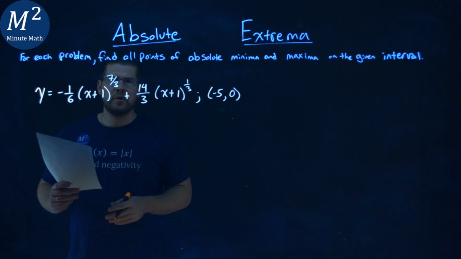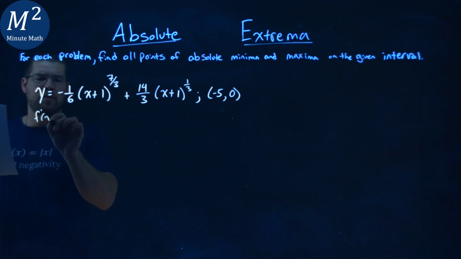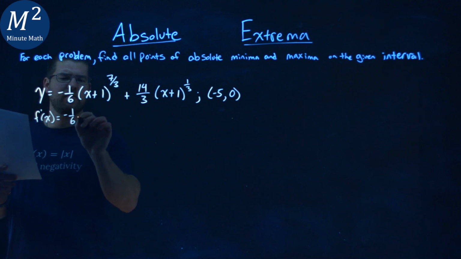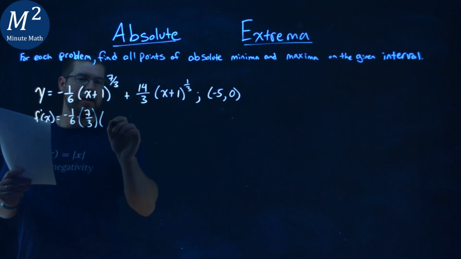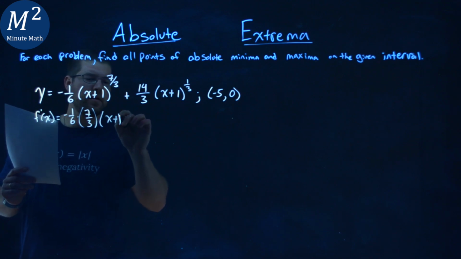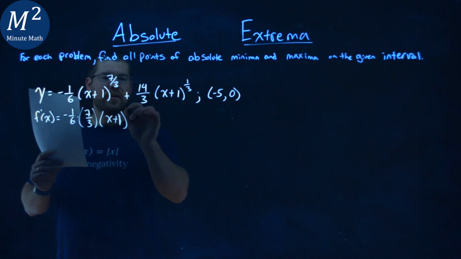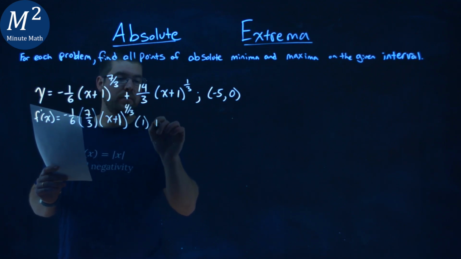The first thing I want to do is find my derivative, and this one's a doozy. F prime of x here, but we take our time. Negative 1/6 stays out front, bring down the exponent 7/3. Multiply by the inside, that x plus 1. Exponent gets subtracted by 1, and 7/3 minus 1 is 4/3. Multiply by the derivative of the inside, which is just 1.